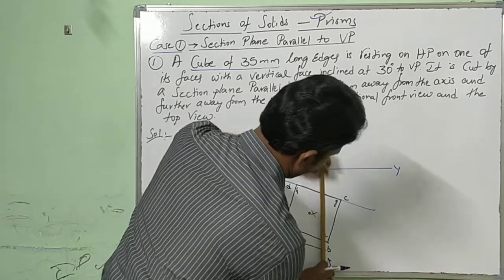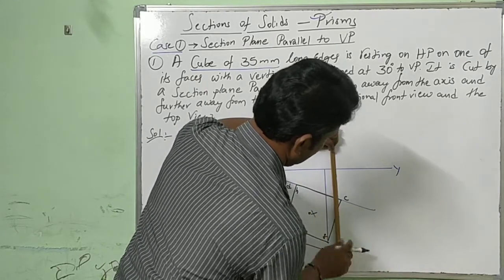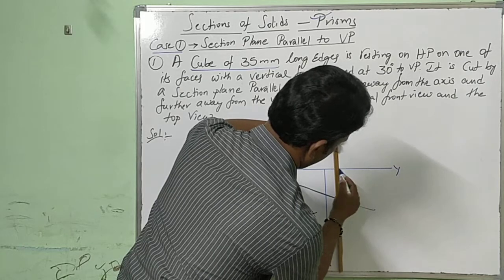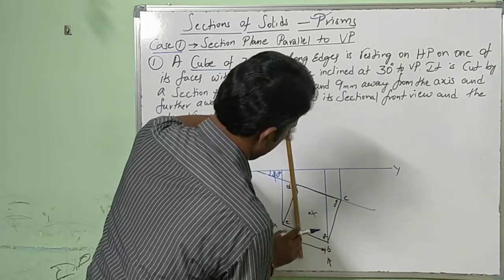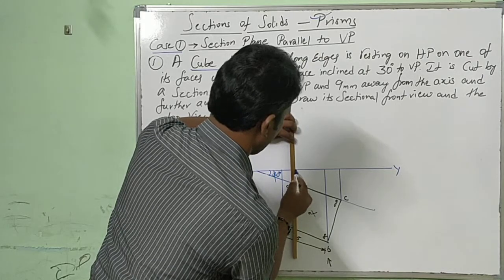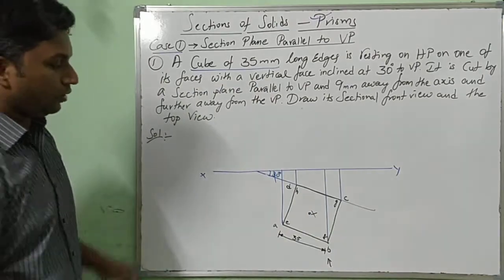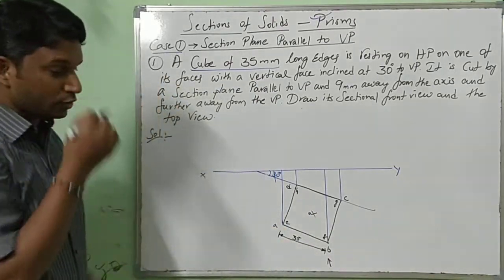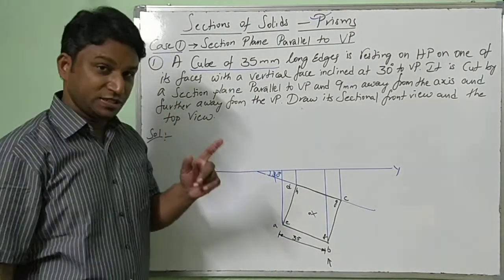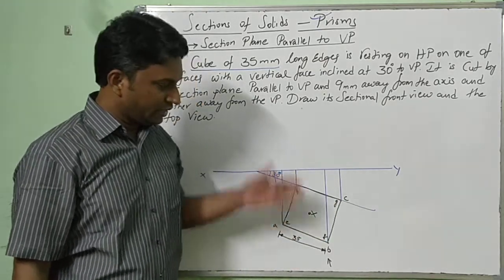From A, B, C, D. Now when I am looking from here, as per the concept of projections of solids, what are the vertical edges? AE, BF, CG, DH.